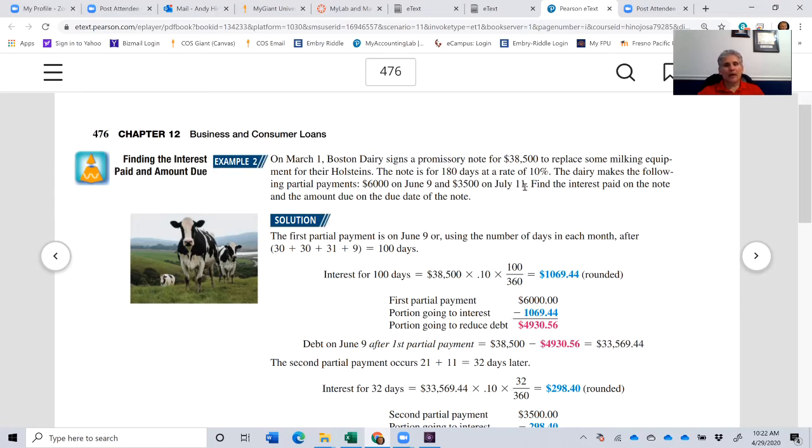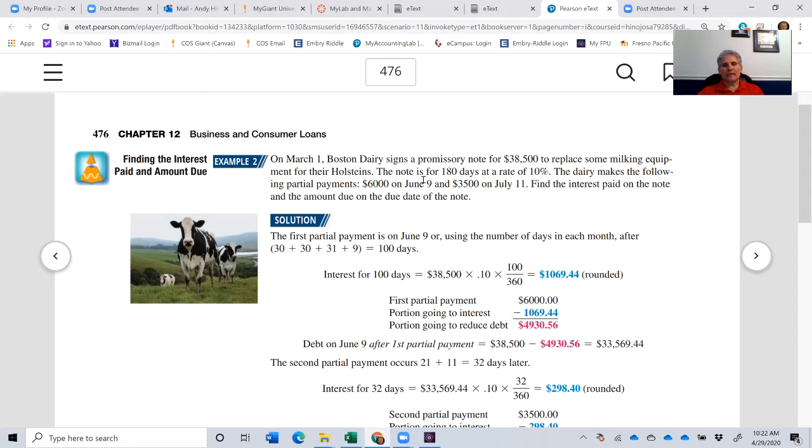So what's relevant now is how many days are between March 1st and June 9th? Well, let's see, March 1st, there's 31 days in March, but you already used up one. So 31 minus 1 gives us 30. So that's March, April, May, and June. 30, 30, 31, and 9. We're going to add these all up, and we're going to come up with 100 days.